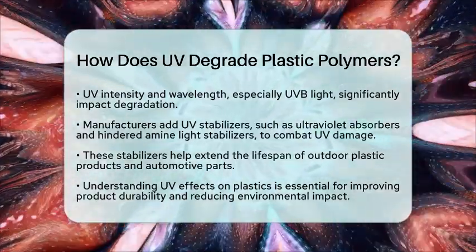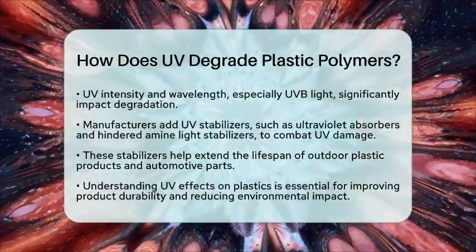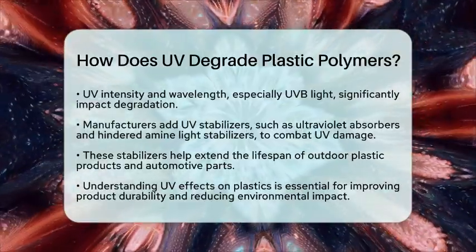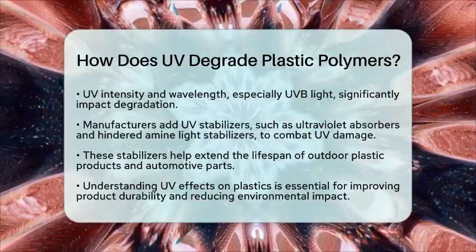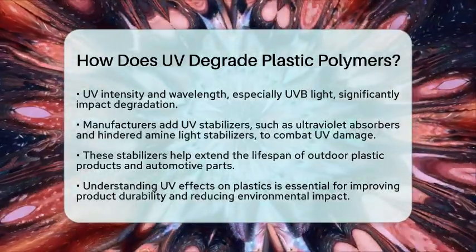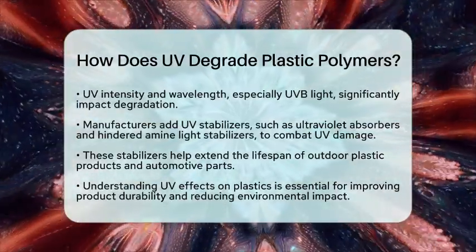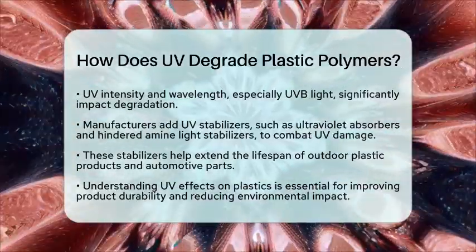These stabilizers help extend the life of plastic products that are exposed to sunlight, such as outdoor furniture and automotive parts. Understanding how UV radiation affects plastic is essential for grasping the reasons behind the mechanical breakdown of these materials. It explains why plastics that seem durable can become brittle and cracked over time.